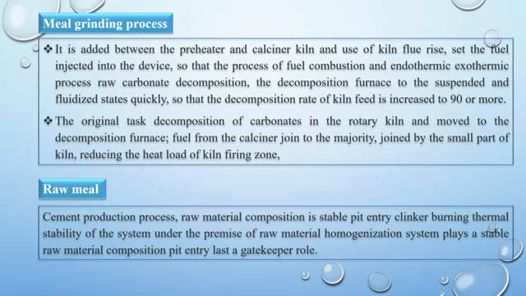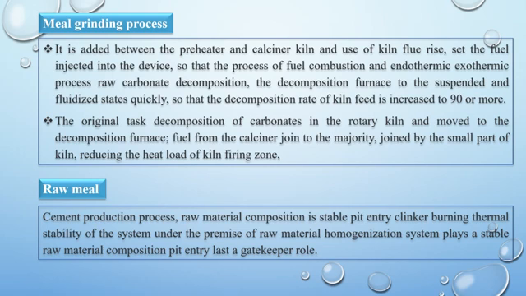The original task, decomposition of carbonate in the rotatory kiln, is moved to the decomposition furnace. Fuel from the calciner joined the majority, joined by the small part of kiln, reducing the heat load of kiln firing zone. Students, in the meal grinding process, the main purpose of this process is to decompose the carbonates.